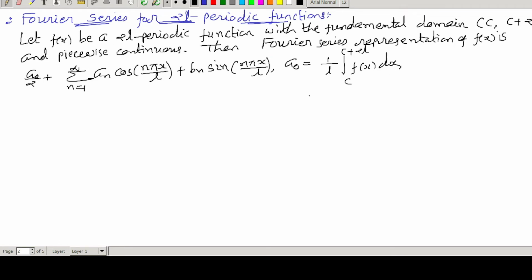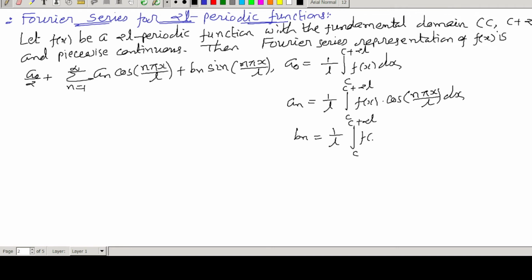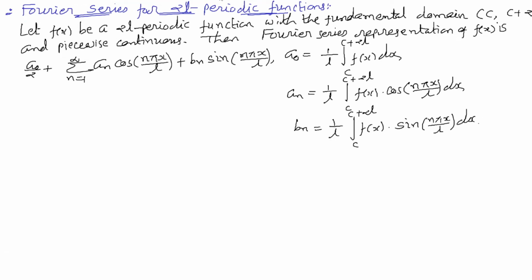This is a0. an is 1 upon l integration c to c plus 2l f of x into cos, in place of nx we are writing n pi x upon l dx, and bn is equal to 1 upon l integration over c to c plus 2l f of x into sine n pi x upon l dx. I hope this is clear.